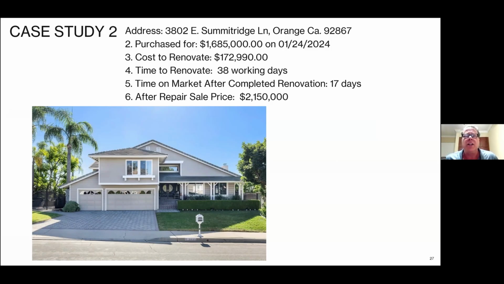This was done this year, 3802 East Summit Ridge Lane in Orange, California. An investor purchased it. I believe it was an investor that purchased it for $1.685 million. We did the renovations, $172,990, 38 working days. The after repair sales price sold for $2,150... well, I'm sorry, $2,150,000. Sorry about that, guys.